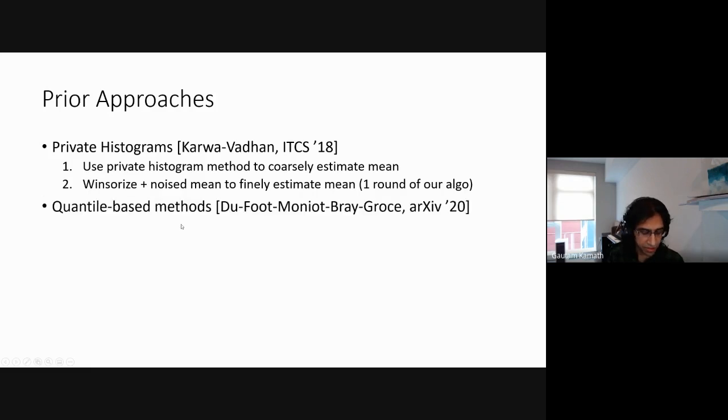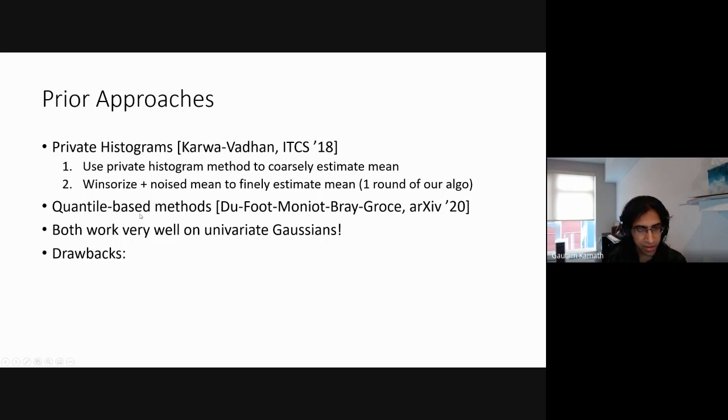And other approaches have been, for example, the do-it-all paper, which does quantile-based methods, which I won't get into, but I'll mention that this is based on the fact that you can compute quantiles for your distribution, and it's sort of sensitive to that. For example, if you have non-Gaussian data, then it's not quite as clear. And these are both great approaches for univariate Gaussians, but they're not great in terms of, say, moving to multivariate settings. The reasons are kind of different for both, actually, interestingly.